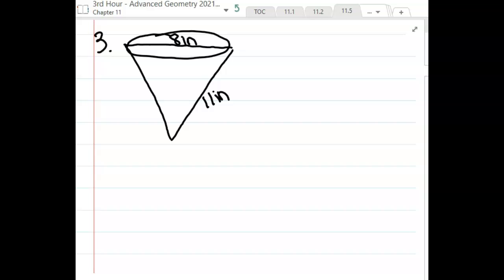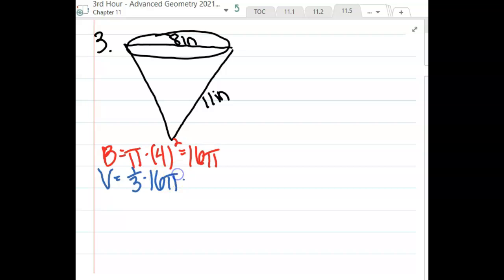Now it's the same process as the last one. You always want to start by finding the area of the base. But for a cone, your base is always a circle. So how do you find the area of a circle? Pi r squared. What's my radius? 4. So we'll take pi times 4 squared, which gives me 16 pi. So to find the volume, just like with the pyramid, we take 1/3 the area of the base, so 16 pi, times the height.